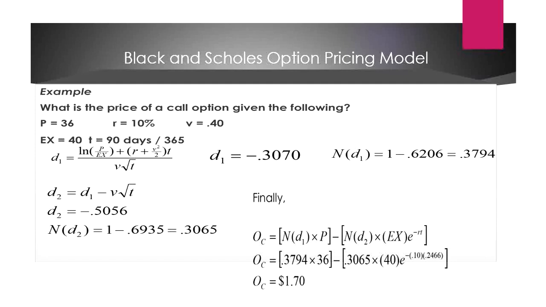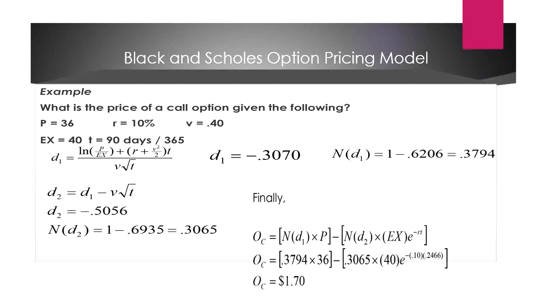We'll use the expression for d1, and using the inputs we got d1 equal to minus 0.3070, and its cumulative normal distribution value would be about 0.3794. For d2, the value would be d1 minus V times the square root of T. That value is equal to minus 0.5056. If you go and find N(d2), this value would be 0.3065.